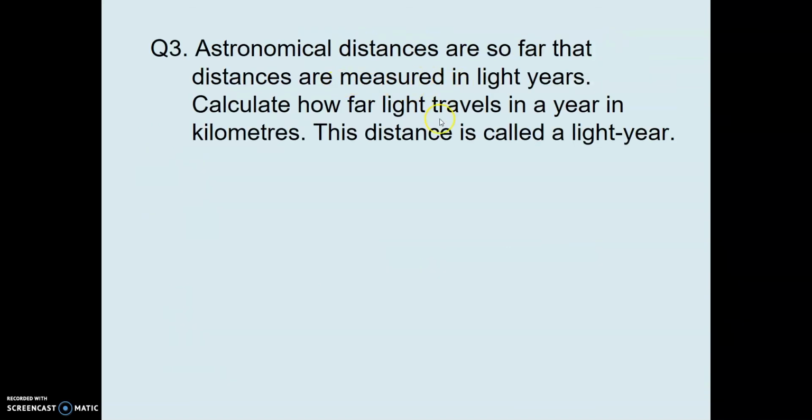Astronomical distances are so far that we measure them in light years. So calculate how far light travels in 1 year. This is called a light year. Distance, again, is speed times time.